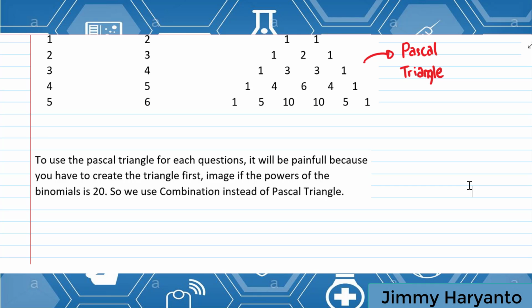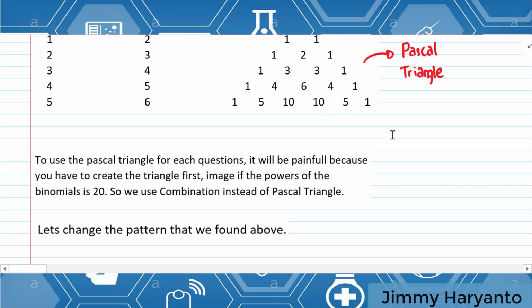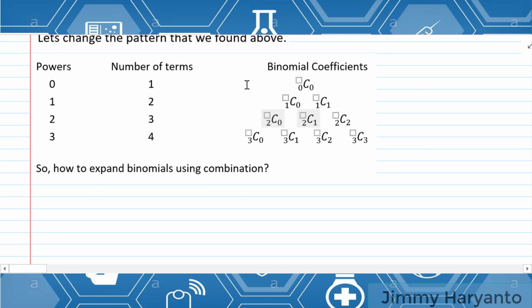What is combination? Combination is an operation in the probability chapter. I don't know if you have already learned the probability chapter or not, but there are mathematical operations using combination. I will tell you how to use combination later. Next, let's change the pattern above into a combination pattern. So it will be like this.